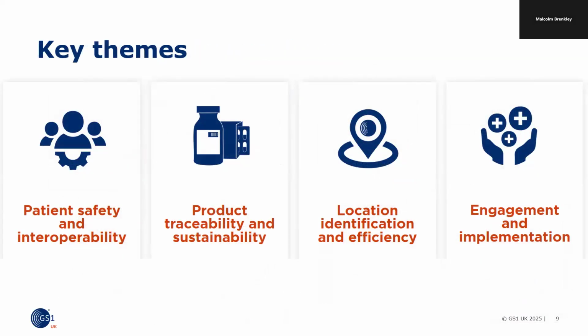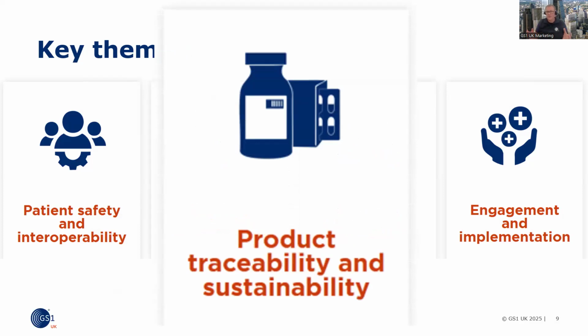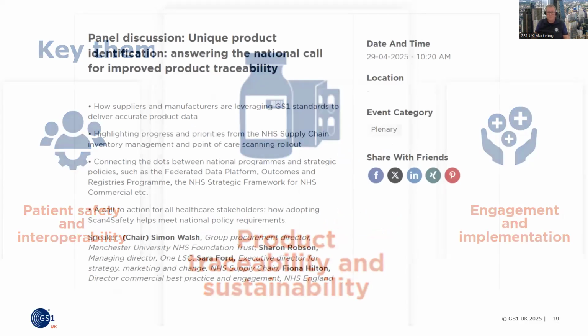Key themes: if you know anything about GS1 and Scan for Safety, it's very much about people, product, place, but this one is about people, product, place, process. So this is people, patient safety and interoperability; product, traceability and sustainability; location, identification and efficiency for place; and process, engagement and implementation. And of course, product traceability and sustainability is the focus for medical device manufacturers.